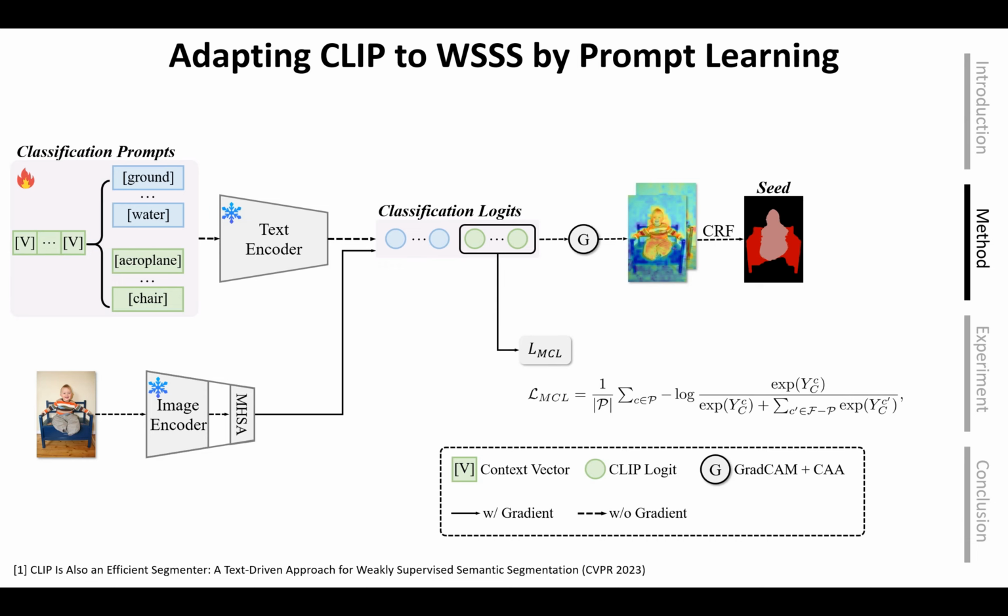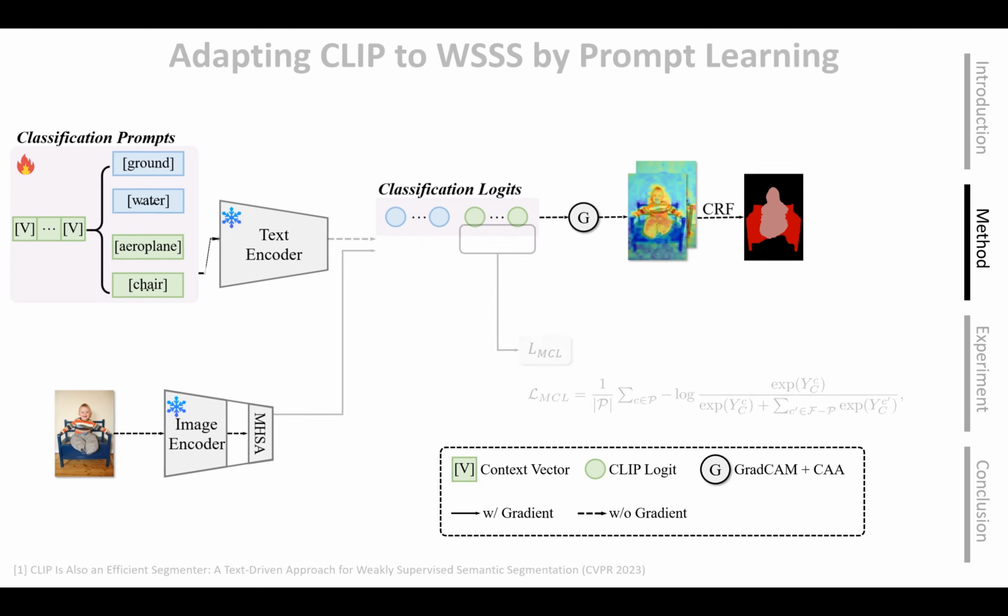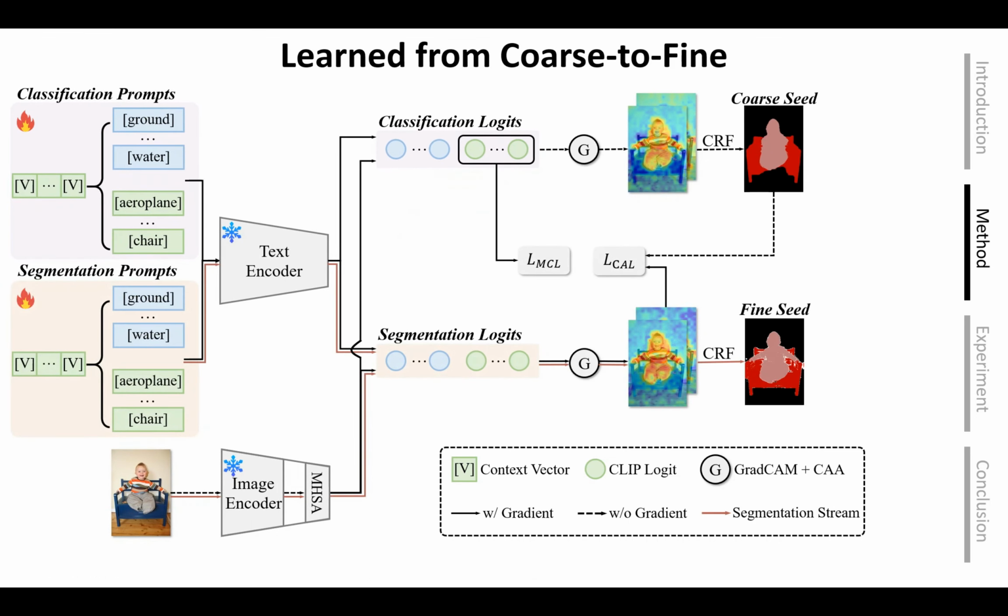Due to the weak supervision of image-level labels, the coarse seeds generated from classification using the learned prompts may still underperform, missing object parts or including background regions. To improve them, we additionally construct a segmentation task and learn a set of segmentation-specific prompts relying on the coarse seeds. This joint framework for classification and segmentation refines the initial segmentation seeds in a progressive manner, moving from a coarse to a fine level.